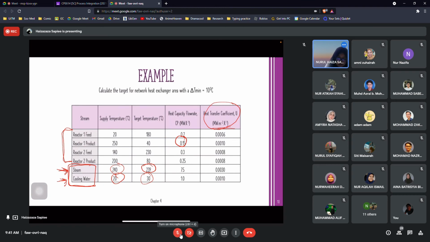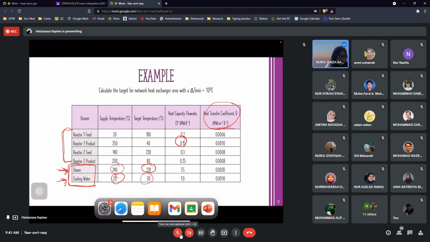240. Sebab dia hanya, so kenapa kan. Kenapa is because kita tengok balik kita punya composite curve tu. So we identify. So basically kalau kita dah ada, kita lukis kita punya composite curve, should be kita dah dapat je lah pun dia punya value.